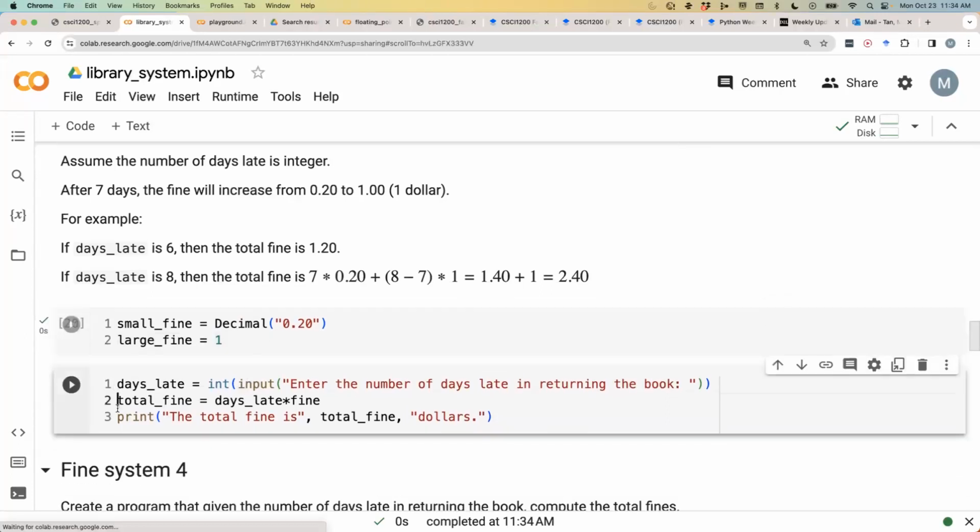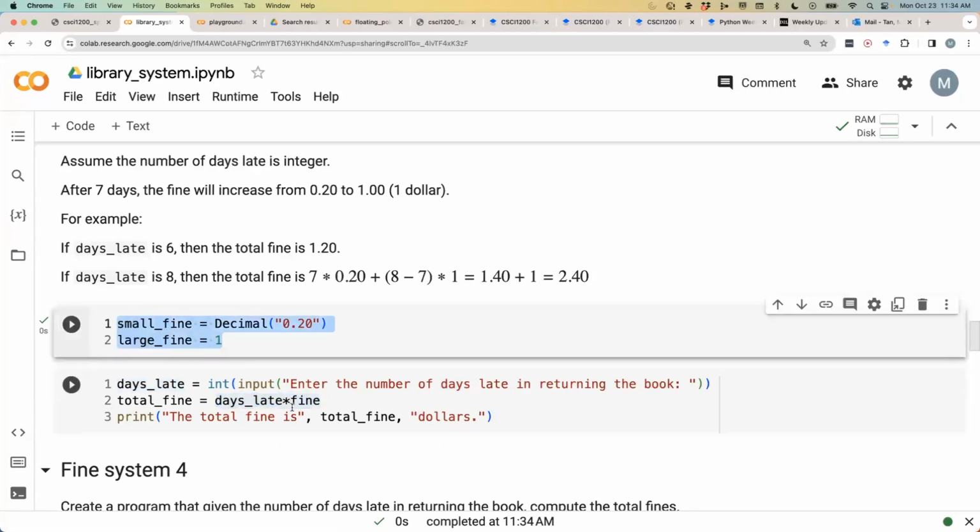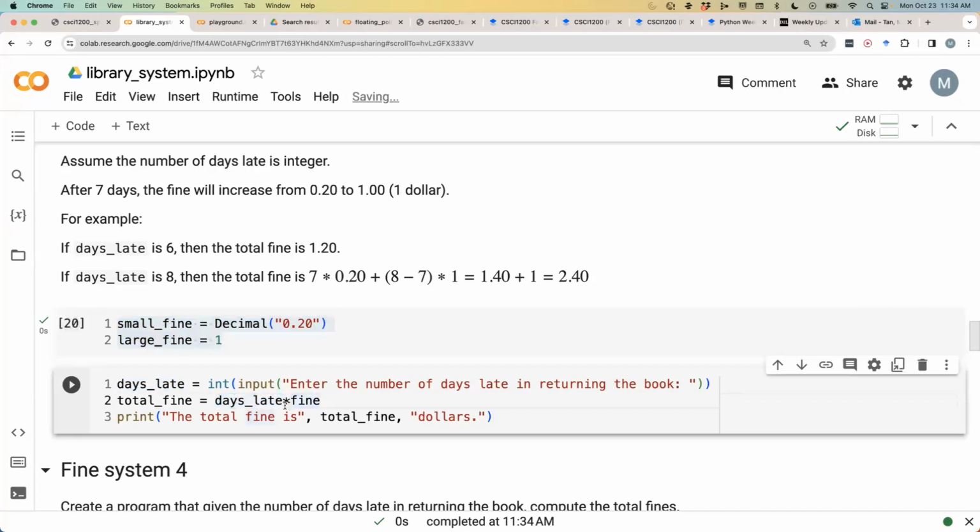And this, I ask the user for input where I convert it into int. So I have a days variable that is type int. And what will be my total fine? So early on, my total fine will be just the number of days times fine. But now I have two different fines. Okay, we will have a small fine and a large fine.